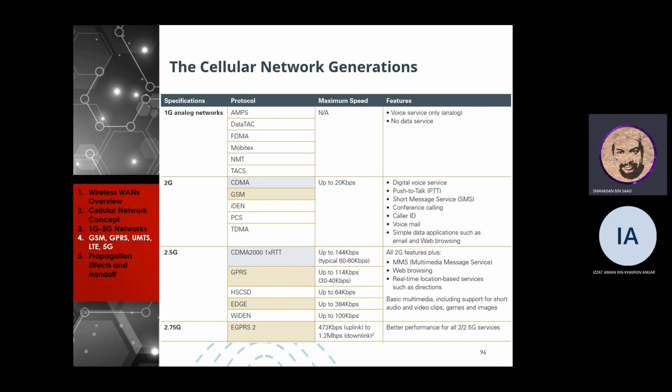Alright, analog networks in 1G. The protocols we saw earlier are AMPS, DataTAC, FDMA, Mobitex, NMT and TACS. For 2G we use the GSM protocol, CDMA, iDEN, PCS, TDMA, and 2.5G actually has GPRS and HSCSD, which is the most popular one we use. Other than GPRS, 2.5G has CDMA 2000, CSD and WiDEN. You can see the speed for every protocol. Then EGPRS, which we consider as 2.75G, can already give 1.2 megabit per second for download.